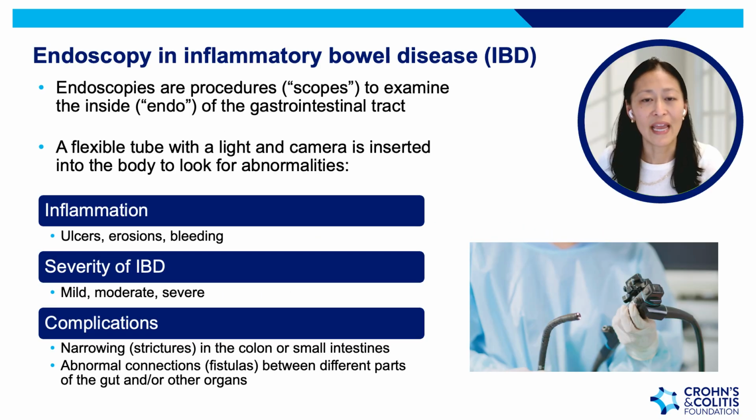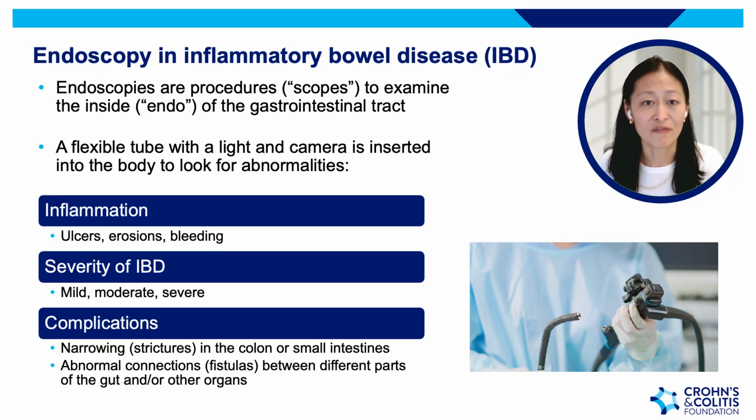So what is an endoscopy? Endoscopy is a major part of how we diagnose and treat inflammatory bowel disease. In general, endoscopies look inside, or endo, using a scope to examine the gastrointestinal tract. The endoscope is a flexible tube with a light and a camera that we insert into the body to look for abnormalities, including things like inflammation, which might be ulcers, erosions, or bleeding.